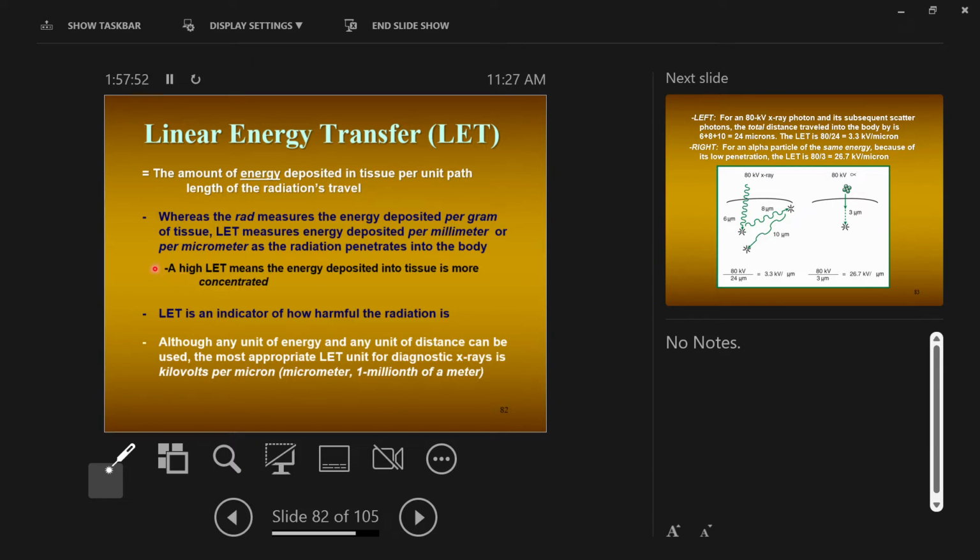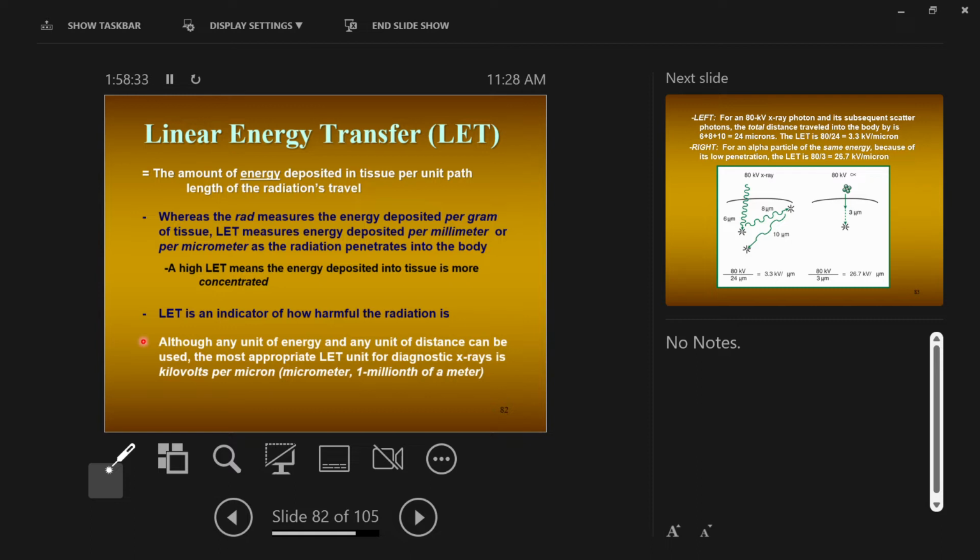Things to remember. A high linear energy transfer means that the energy deposited by the radiation was deposited into a small area over a short distance path, as in the energy is more concentrated. The opposite, a low linear energy transfer, means the energy from the radiation is deposited over a long distance path, as in the energy is more spread out. Linear energy transfer is an indicator for biologic harm, for how harmful the radiation is. Any unit of distance and any unit of energy can be used for this.